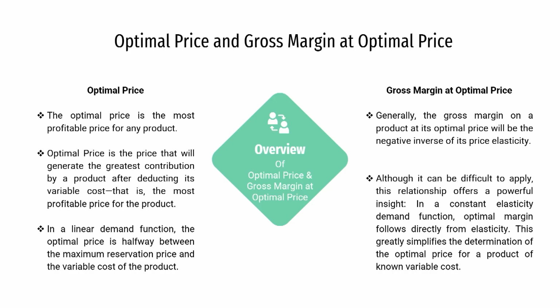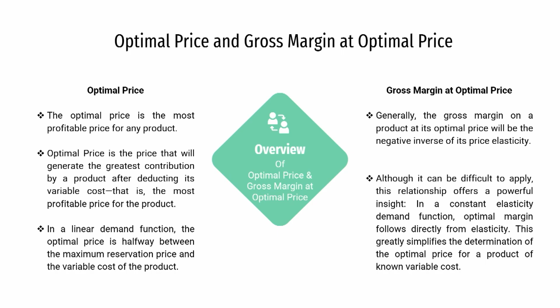Next comes the gross margin at the optimal price. Generally, the gross margin on a product at its optimal price will be the negative inverse of its price elasticity. In the last class, we had detailed discussions regarding price elasticity. What is it? It is nothing but the percentage change in quantity demanded divided by the percentage change in price, which is a negative value, right. Although it can be difficult to apply, the relationship offers a powerful insight.